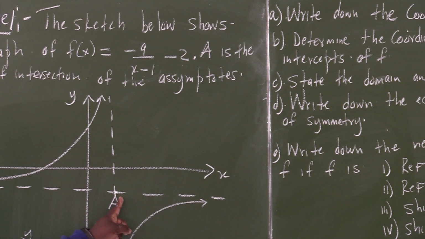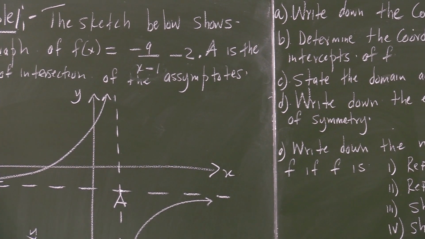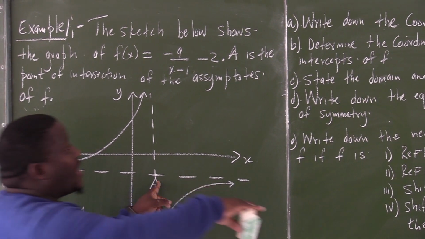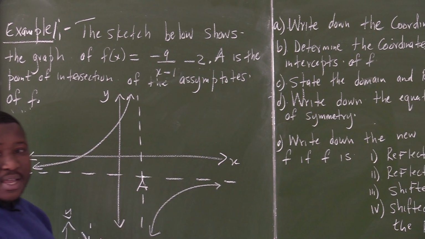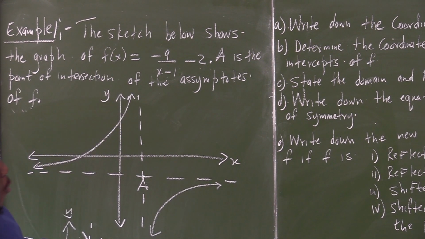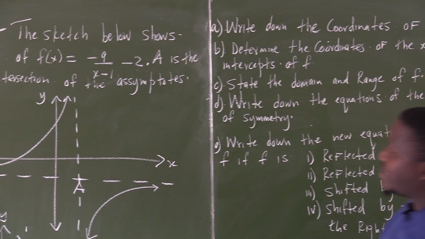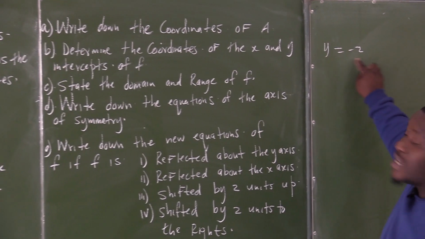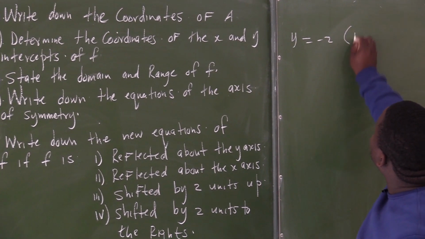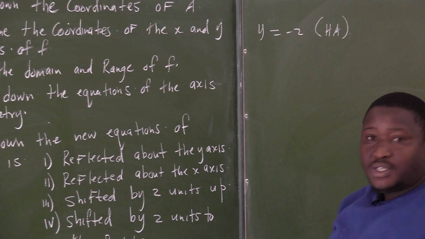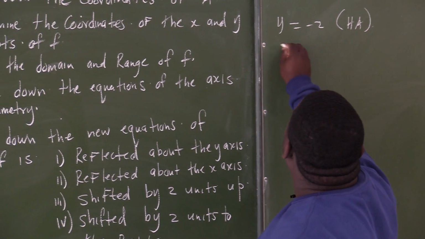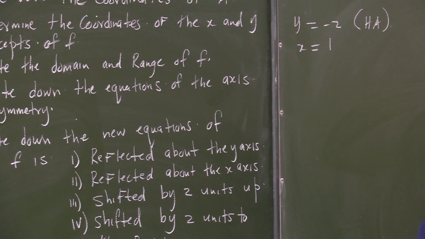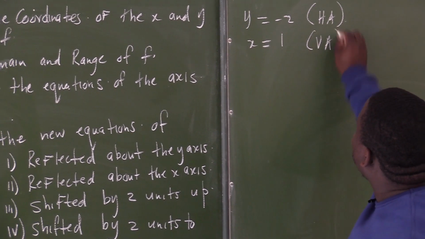But what is A? A is the intersection of our asymptotes. Now, how are we going to find the coordinates of A? It means we must first give the asymptotes. So if I'm given this equation, what will be your asymptotes? We will have y equal to a negative 2. What is this negative 2? This negative 2 is our horizontal asymptote. We also have what? x equals a positive 1. This is a vertical asymptote.